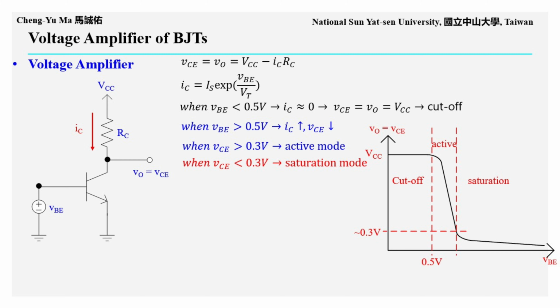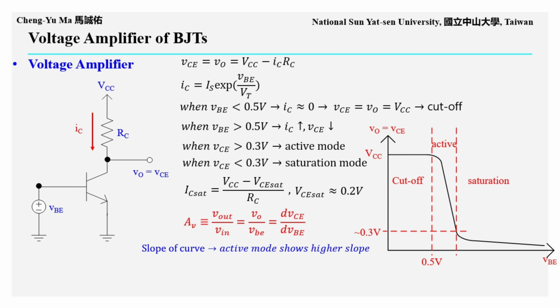However, as VBE continues to increase, IC also keeps increasing, and VCE gradually falls below 0.3 volts. At this point, the BJT enters saturation mode. In saturation mode, the dependence of IC on VBE becomes much weaker, so the VCE versus VBE curve becomes saturated, as shown in the diagram. Therefore, when the BJT operates in saturation mode, the saturation collector current can be calculated as IC sat equals the quantity VCC minus VCE sat divided by RC. Here, VCE sat can be approximated as 0.2 volts, as introduced in the previous section.